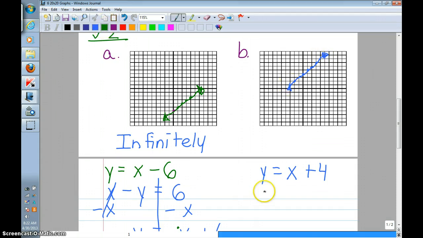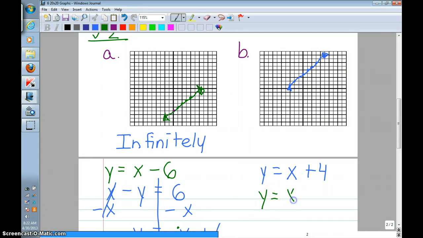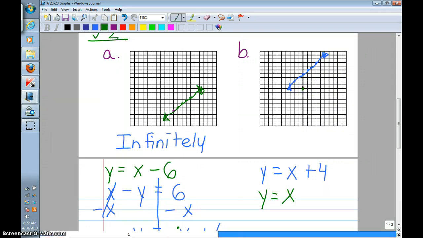My second line is y equals x. So on this one, again, my y-intercept is 0. My slope is up 1 over 1, up 1 over 1, up 1 over 1, up 1 over 1. Okay, so you can see these lines are parallel. They have the exact same slope. So this one, there are no solutions. At no point are they going to cross.